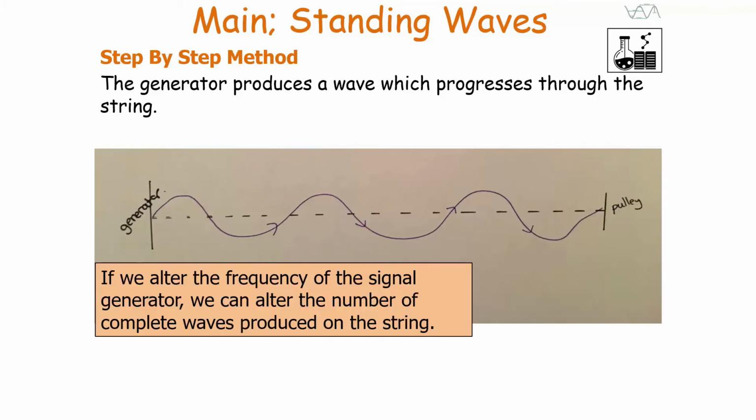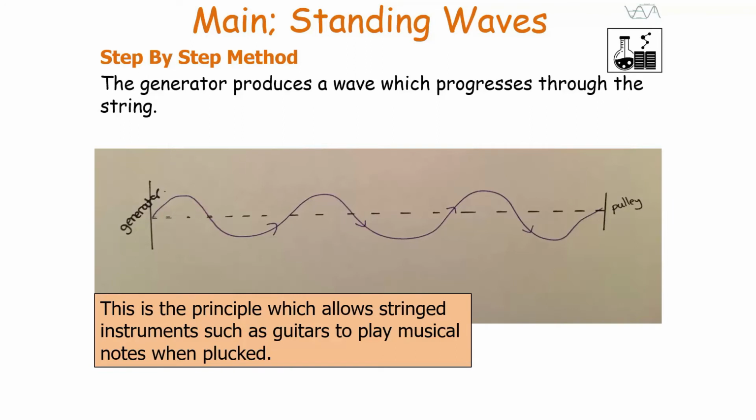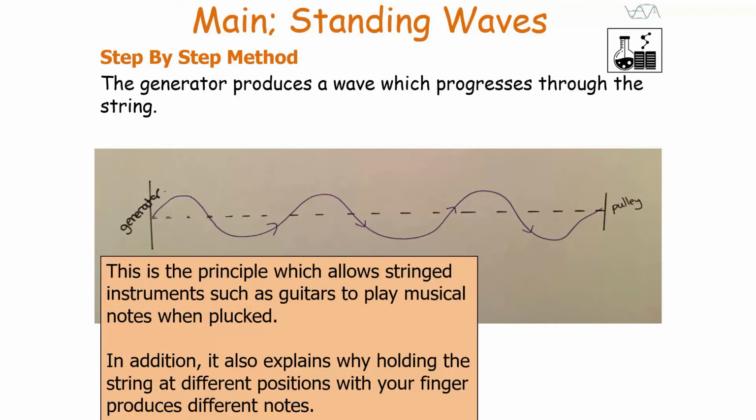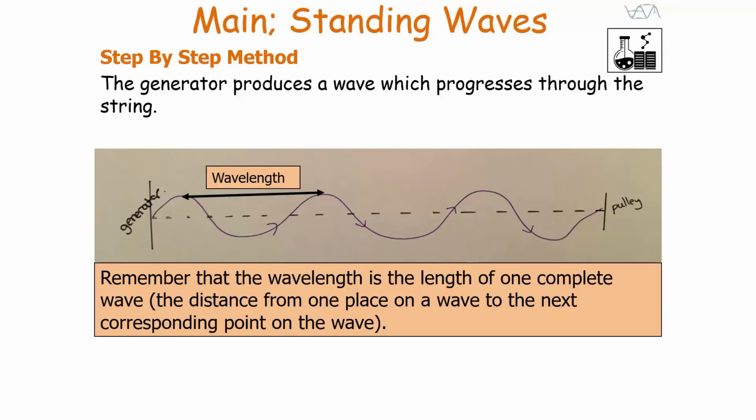Now if we alter the frequency of the signal generator, we can alter the number of complete waves per second produced on the string. Now this is the principle which allows stringed instruments such as guitars to play musical notes when they're plucked. And in addition, this explains why holding the string at different positions with your finger produces different notes on stringed instruments. Now in this particular situation, you've got to be able to measure the frequency and you've got to be able to measure the wavelength.